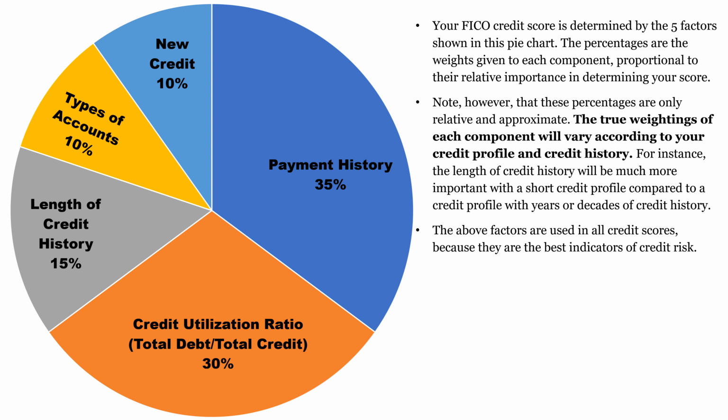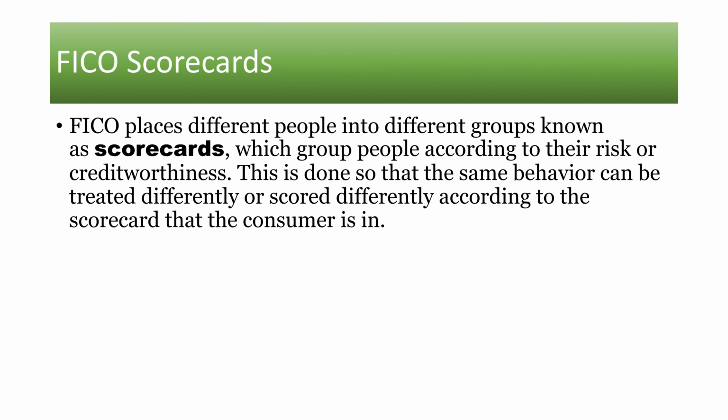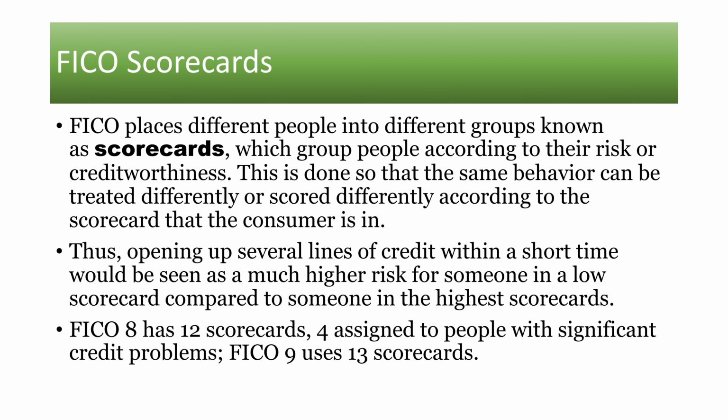The above factors are used in all credit scores because they are the best indicators of credit risk. FICO places different people into different groups known as scorecards, which group people according to their risk or credit worthiness. This is done so that the same behavior can be treated differently or scored differently according to the scorecard that the consumer is in. Thus, opening up several lines of credit within a short time would be seen as a much higher risk for someone in a low scorecard compared to someone in the highest scorecards.